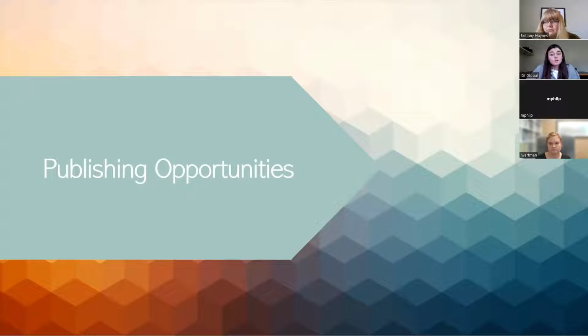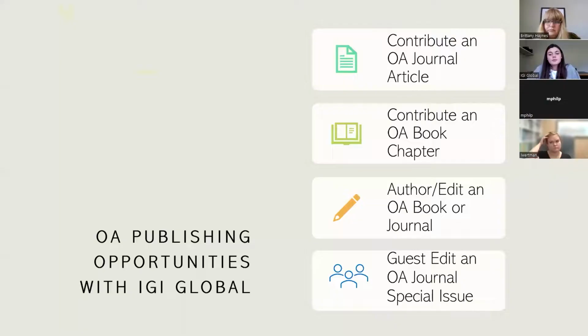IGI Global does offer multiple publishing opportunities for researchers who are interested in open access. So similar to what many publishers offer, IGI Global offers open access publishing through individual journal articles, either in a gold or hybrid journal, open access book chapters, full OA books, or through proposing an open access special issue to a journal, which can either be in one of our hybrid or one of our gold open access journals.